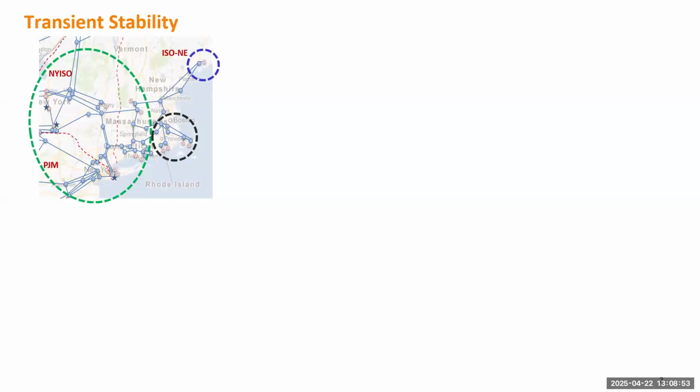So when we consider transient stability of a power system, we want to make sure all the generators operate in a synchronous way, which means their frequencies are pretty close, around 60 Hertz, even when subjected to some large disturbance.